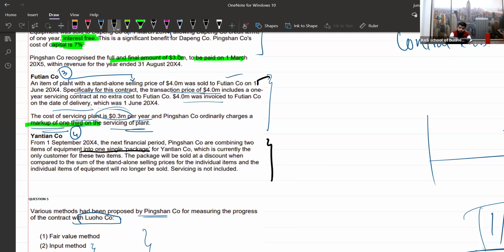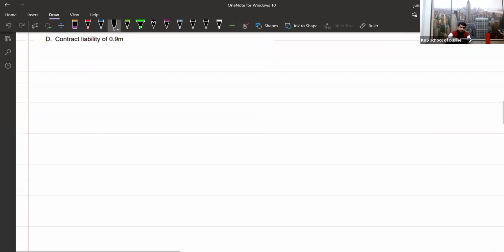The package will be sold at a discount, which means collectively it will be sold at a discounted price compared to the sum of the standalone selling prices of the individual items, and the individual items of the equipment will no longer be sold. Servicing is not included. There are no services. Only two equipments will be sold as a combined item.